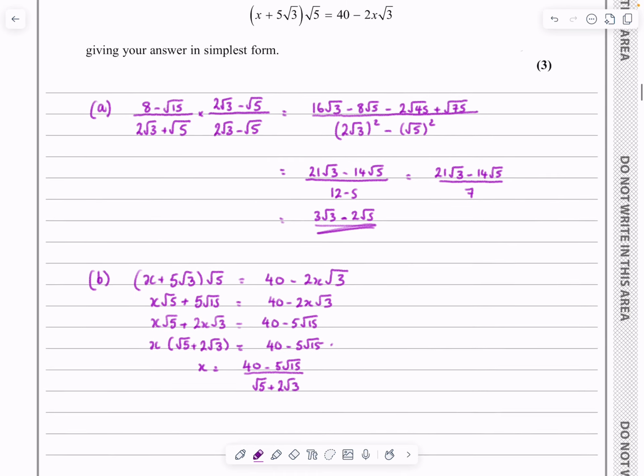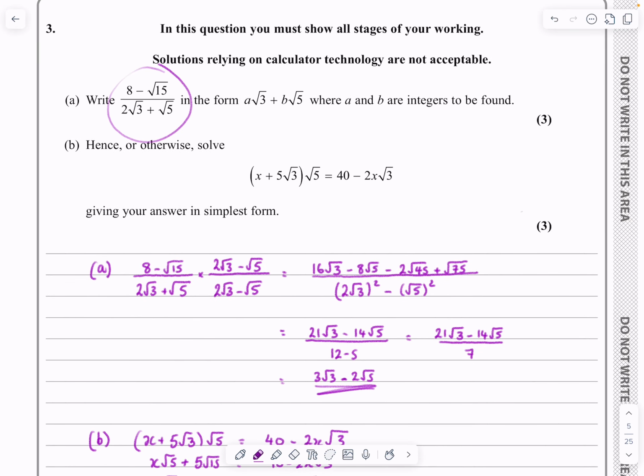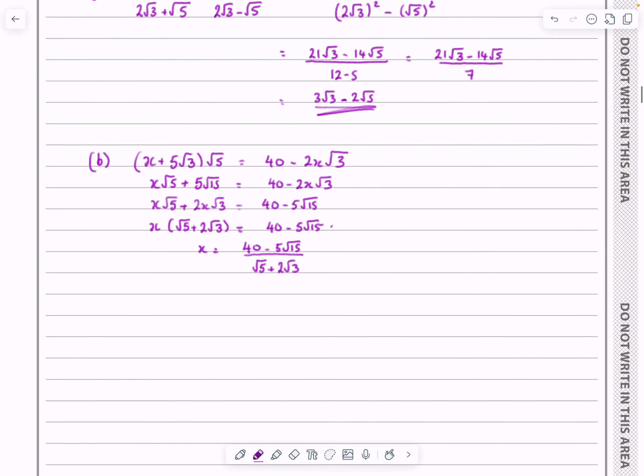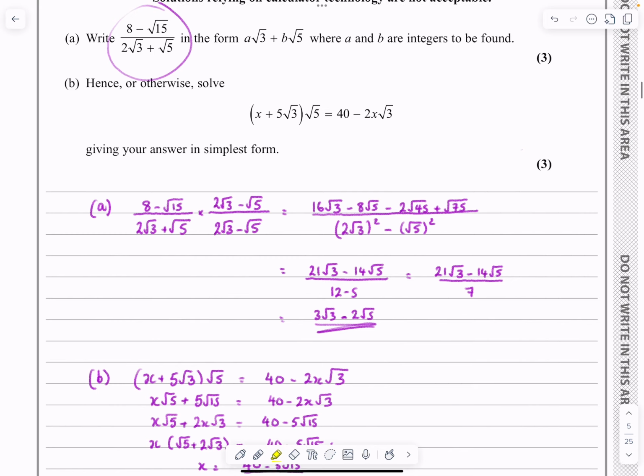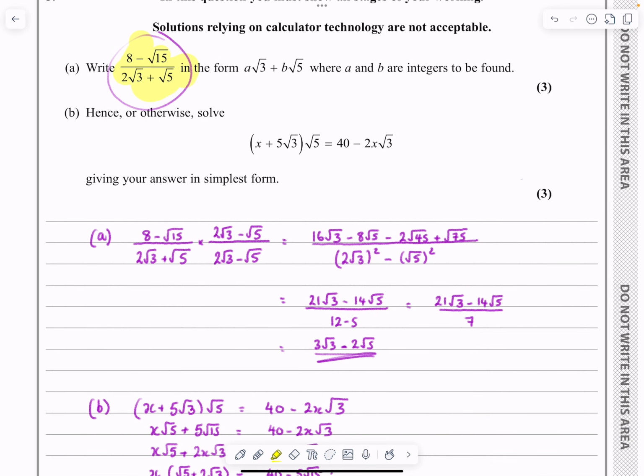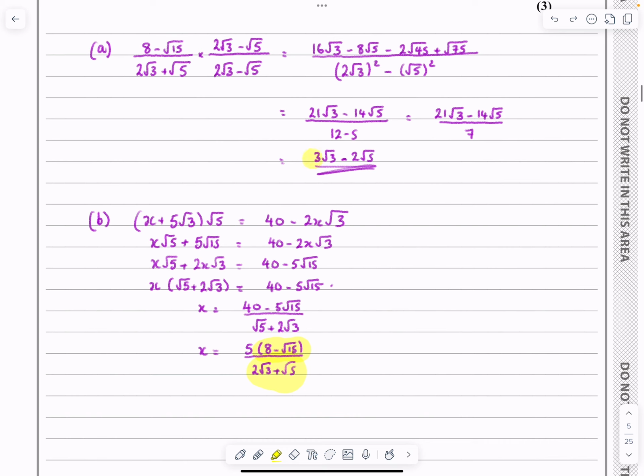So now when I'm looking at that and comparing it to this thing here, let's actually just tidy this up a little bit. This is x is equal to, if I took 5 out as a factor there, I'm going to get 8 minus root 15 all over, and let's just change these round, 2 root 3 plus root 5. And then this bit here, just that little bit in there, is actually what we had up here. So in other words, that yellow bit there is just equal to the 3 root 3 minus 2 root 5.